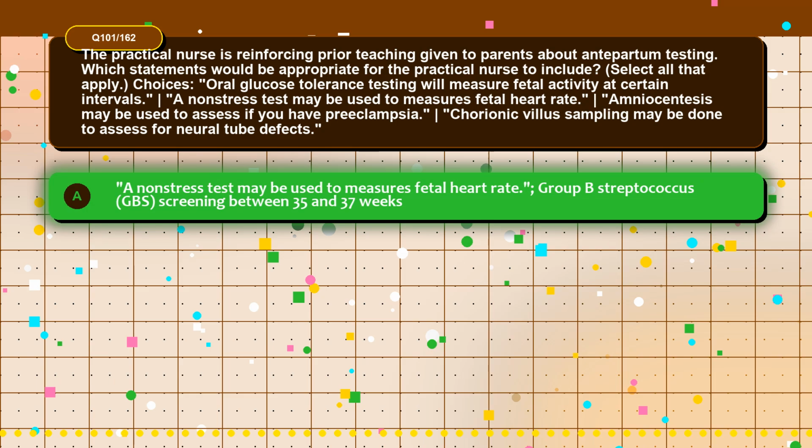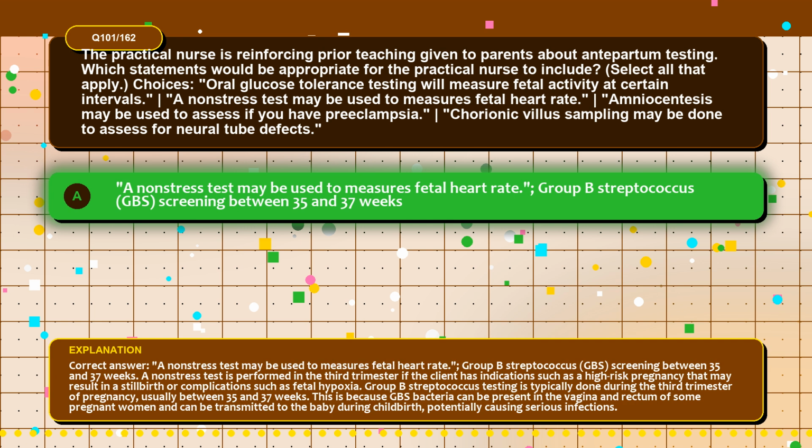The correct answer is option A. A non-stress test may be used to measure fetal heart rate. Group B Streptococcus GBS screening between 35 and 37 weeks.